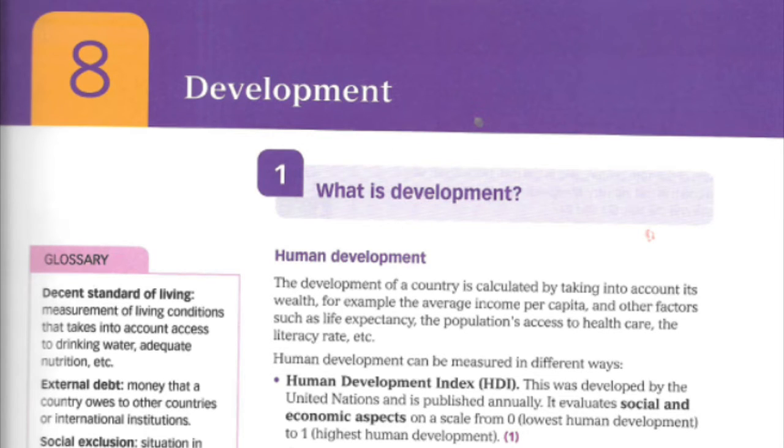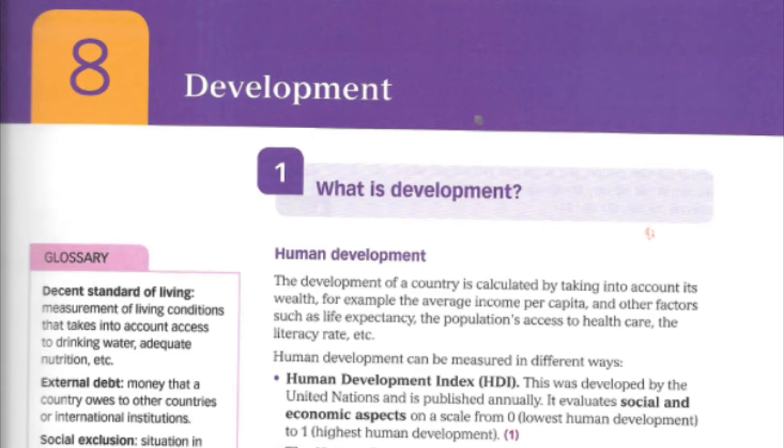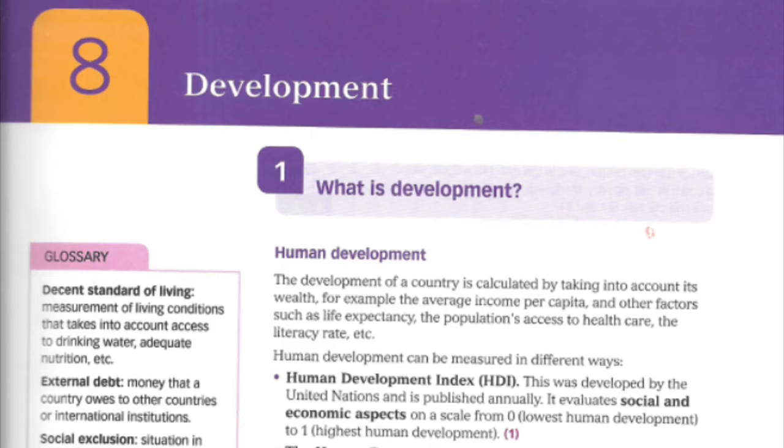Human development can be measured in different ways. Human Development Index, HDI. This was developed by the United Nations and is published annually. It evaluates social and economic aspects on a scale from 0, lowest human development, to 1, highest human development.